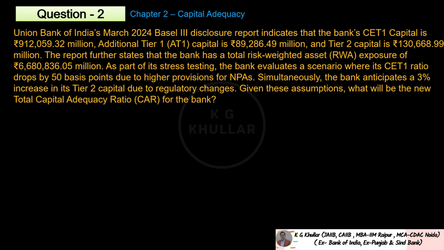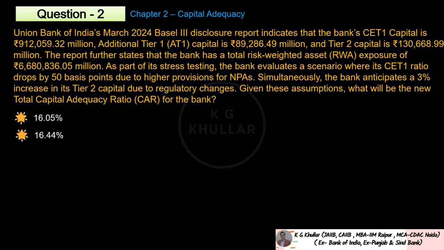89,286.49 million and Tier 2 capital is 130,668.99 million. The report further states that the bank has a total risk-weighted asset, that is RWA exposure, of rupees 66,80,836.05 million. Now, as part of its stress testing, the bank evaluates a scenario where its CET1 ratio drops by 50 basis points due to higher provisioning for NPAs. Simultaneously, the bank anticipates a 3% increase in its Tier 2 capital due to regulatory changes. Given these assumptions, what will be the new total capital adequacy ratio, that is CAR, for the bank?